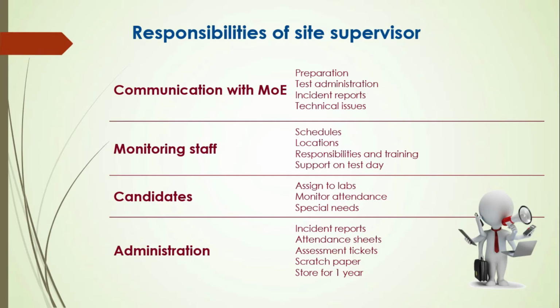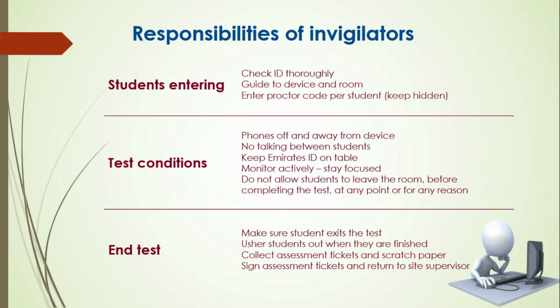They did indicate that. The responsibilities of the invigilators: when the students enter, you need to be checking the ID thoroughly. You need to guide them to a specific device and a room now. It's not open for which room, you have to put them in a particular room. And then you need to enter the proctor code per student, and you need to keep it hidden from the student. This part of it will disappear, but we're just waiting for confirmation on that.